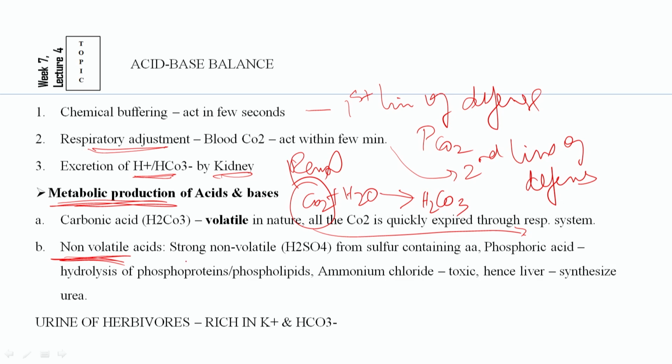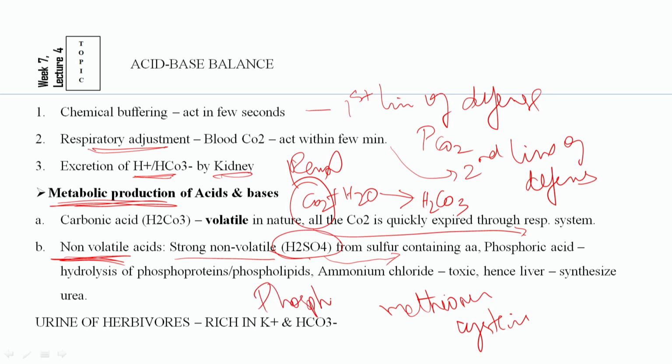A strong non-volatile acid is H2SO4. From where is this H2SO4 formed? It is formed from the sulfur-containing amino acids, methionine and cysteine. Then phosphoric acid. The phosphoric acid is formed from the hydrolysis of phosphodiesters, that is, from the phosphoproteins and the phospholipids.